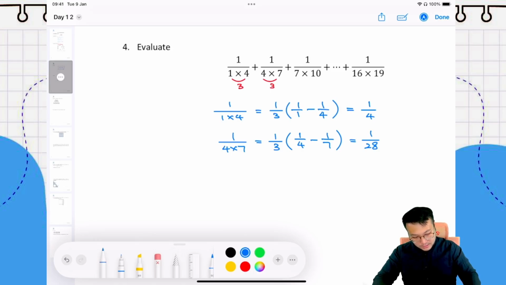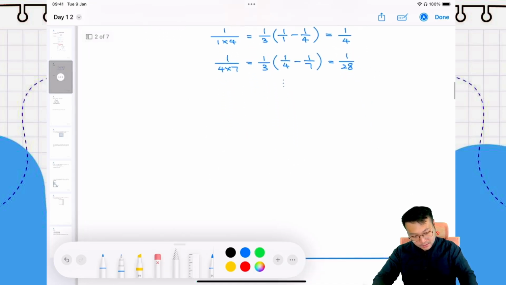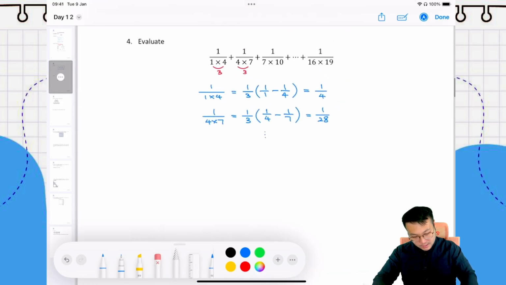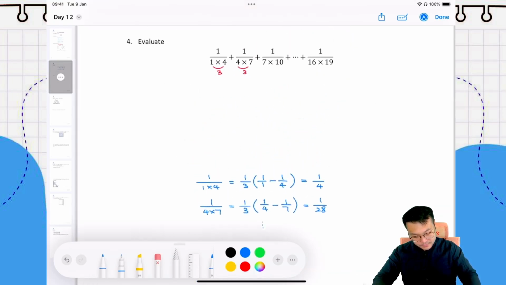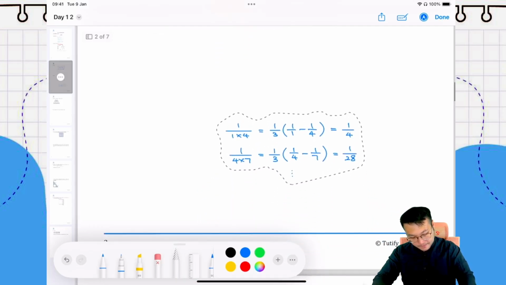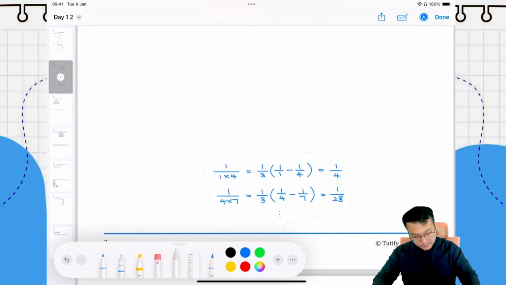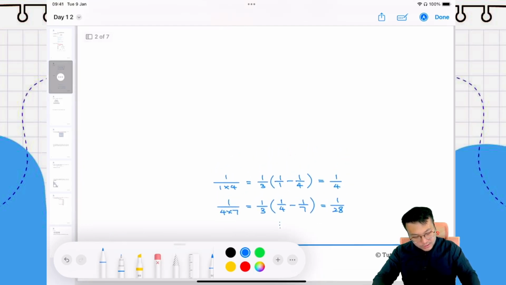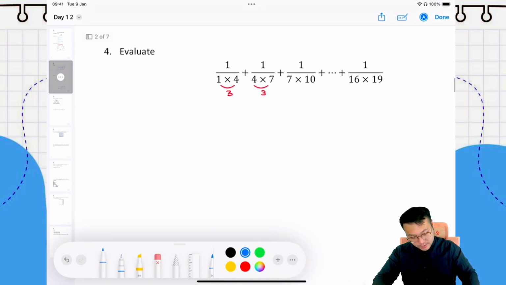Now, students, this pattern will continue. Okay, so no matter what, for this and for this, you can also write them the same way. So now that we know the pattern, I'm going to move the pattern away. This is just the pattern that we have spotted, so I'm going to put it at the bottom. So how, using this pattern, are we going to solve this?